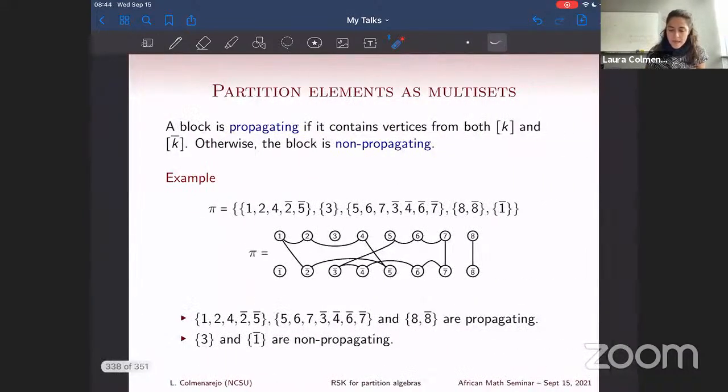Now, I want to do an RSK here, so I have to translate this set partition diagram into something that resembles a two-line array. So I'm going to do it the following way. I'm going to look at propagating blocks and non-propagating blocks. Propagating blocks are blocks that have vertices from both sets, vertices with bars and non-bars. So this will be a propagating block. This is a propagating block, and this is a propagating block. And then the other ones are non-propagating. So I have 3 and 1 bar. The propagating blocks are the ones that are going to give us the two-line array that we need.